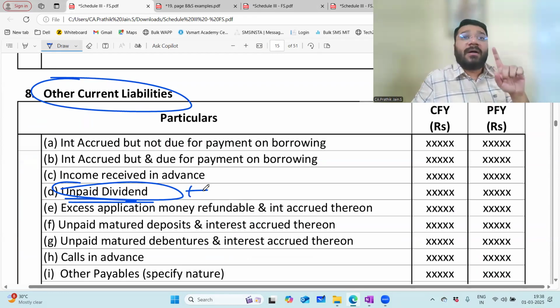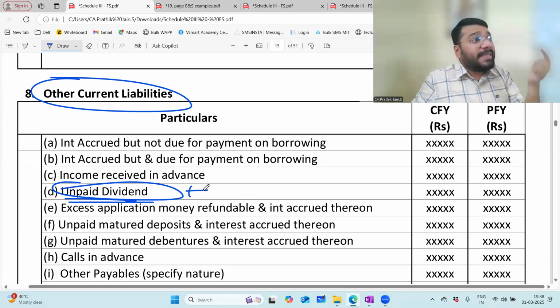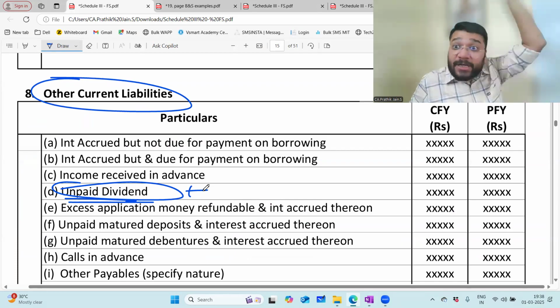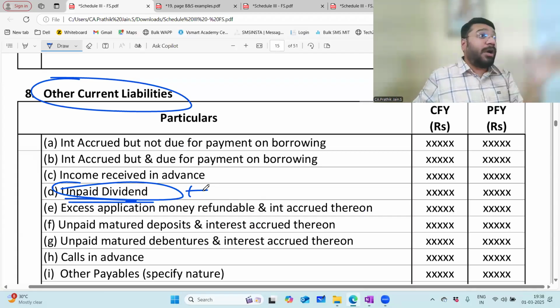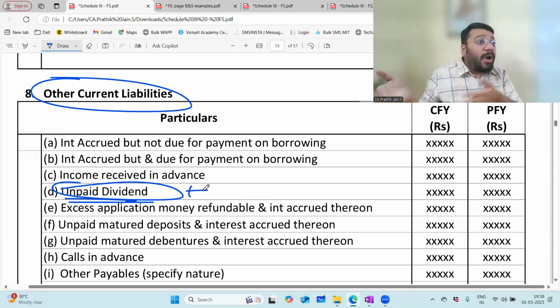It means the dividend approved by the shareholders in the AGM, we have given the check to the shareholders, and the shareholders did not claim that amount. So it is unpaid. It's not like we have not paid it. They have not received it.